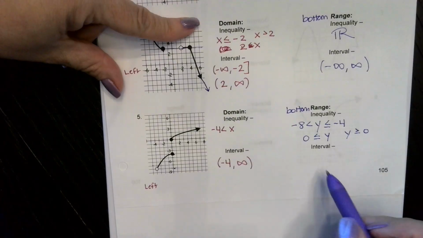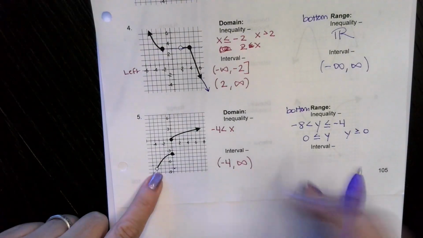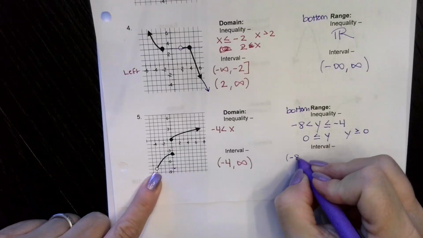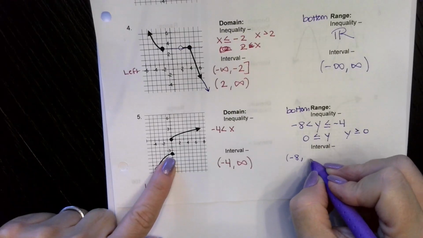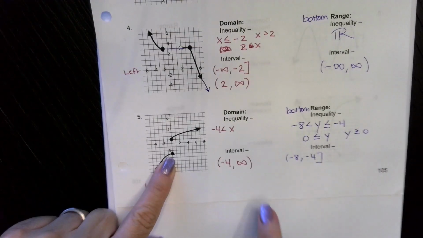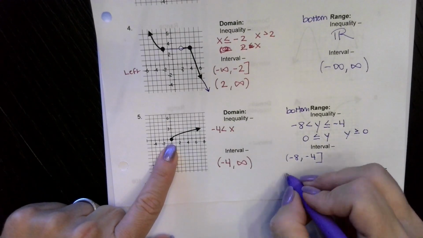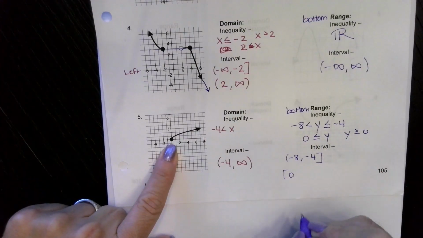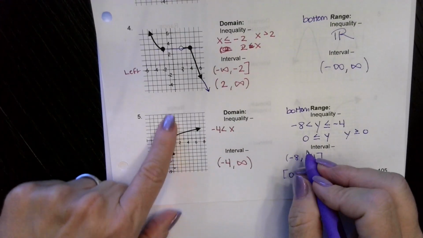Okay, so for my interval notation, I'm going to have two parts. This one says I start at -8 and I end at -4. And then I'm going to start again at 0 and I'm going to go in the y direction to infinity.